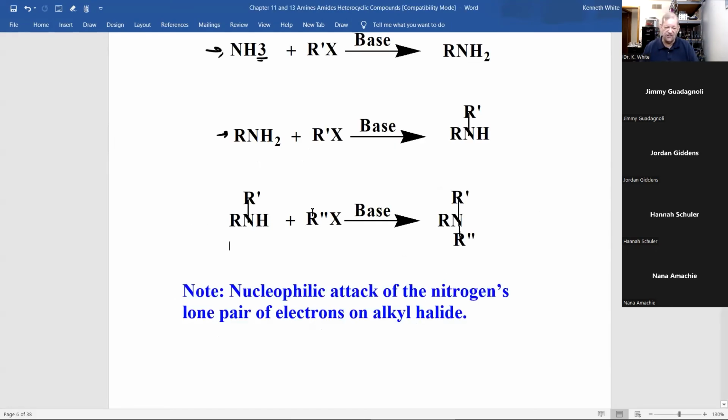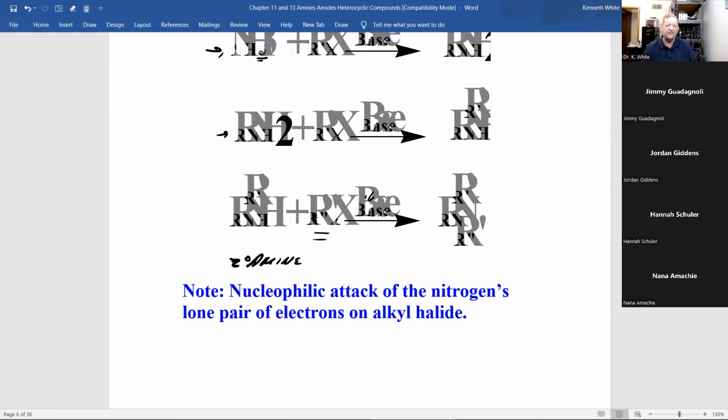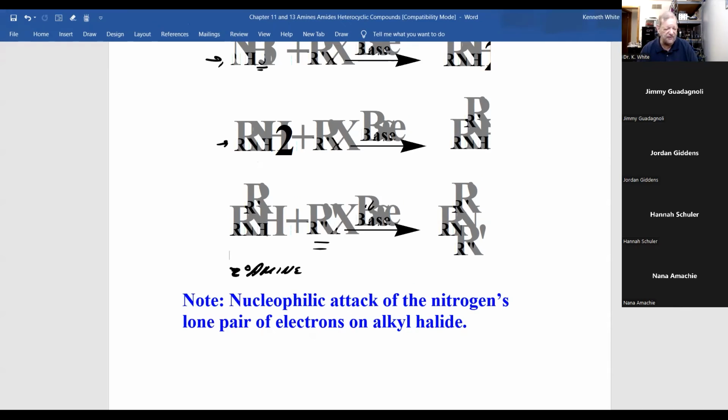Now, finally, on this slide, if you take a secondary amine and react it with an alkyl halide in the presence of base. Oops. Time to close everything down and open it again.